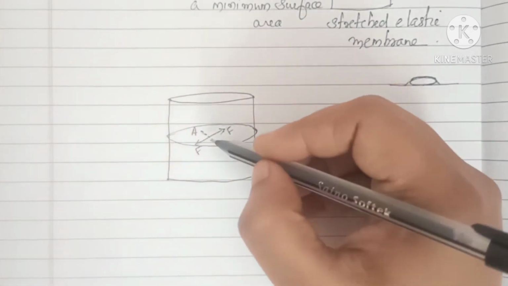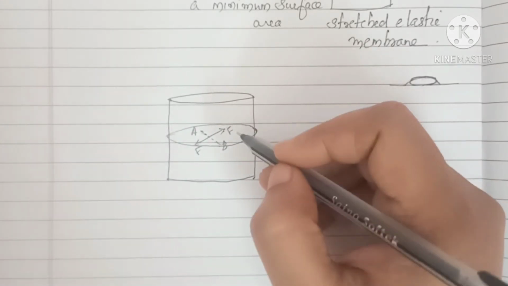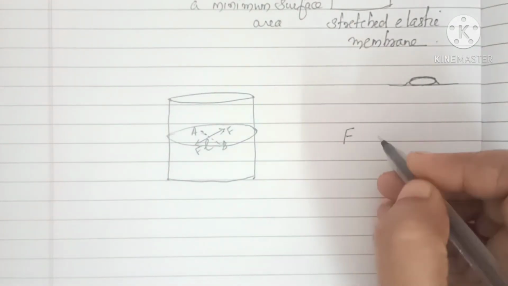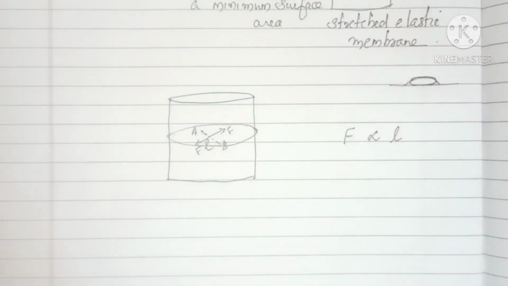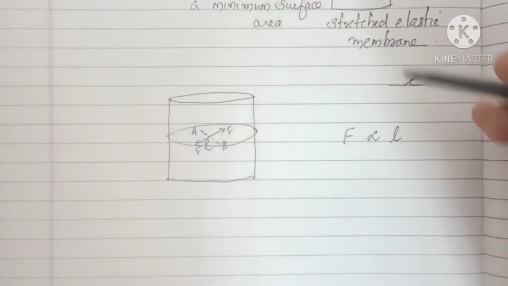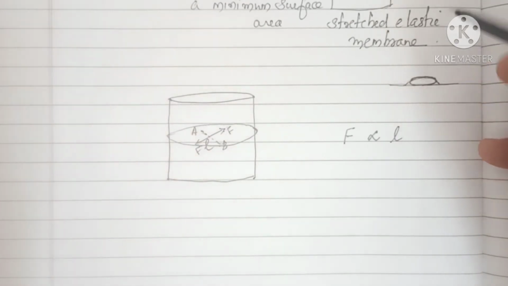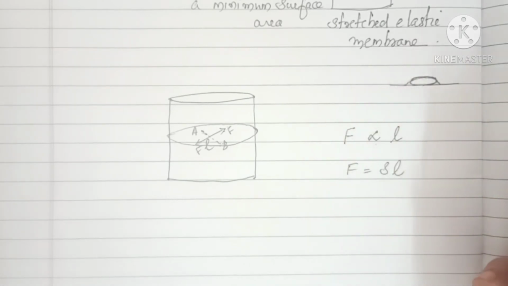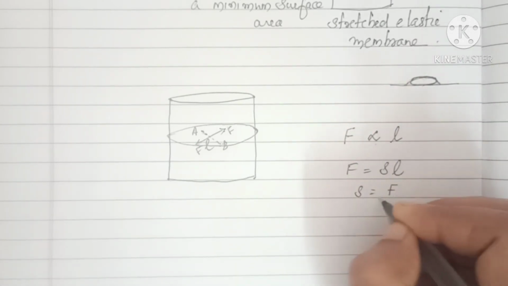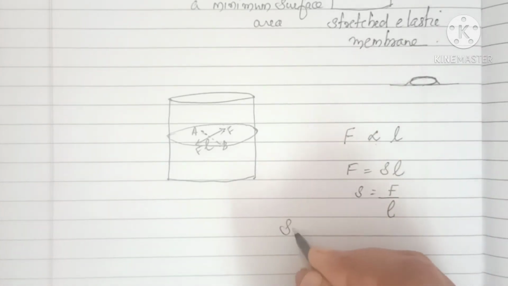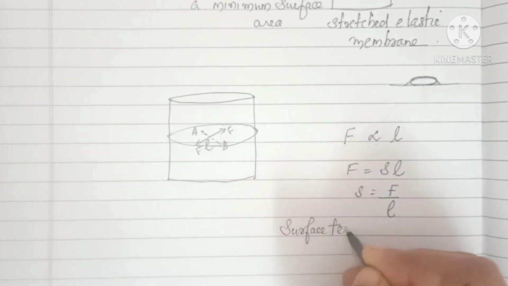So, the force acting on this line is proportional to the length of the line. That is the first point. Understood? If L is the length of this imaginary line and F is the total force on either side, you can write F is proportional to L. That is, with a constant, F is equal to S into L. So, what is this S? S equal to F by L. Now, this S, we can call it the surface tension.